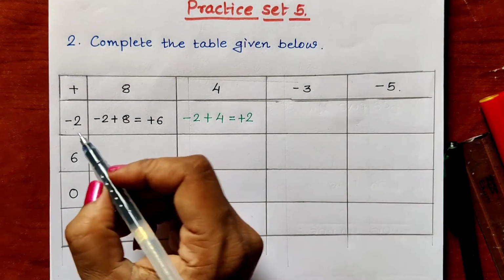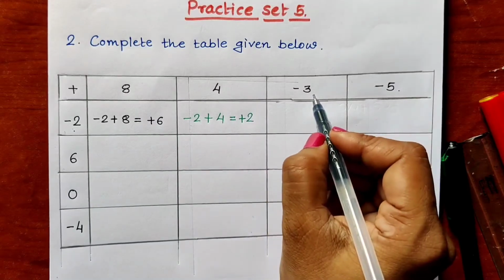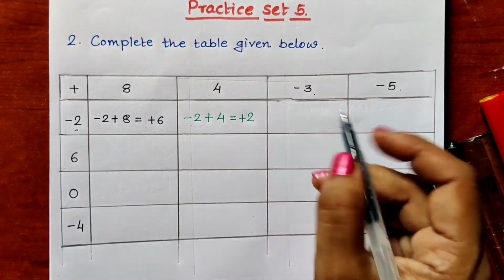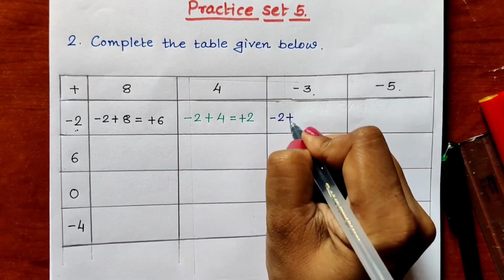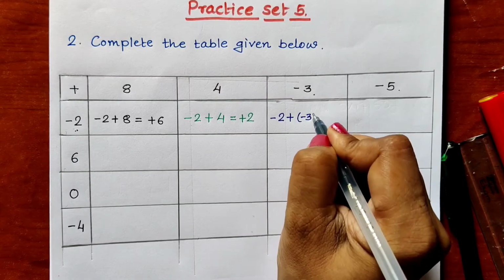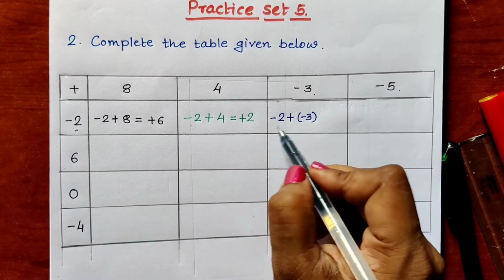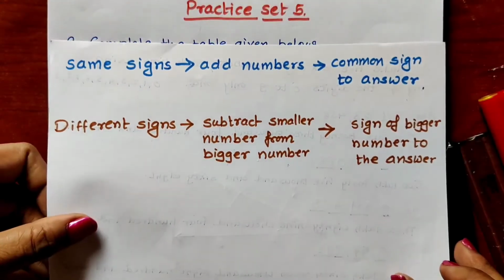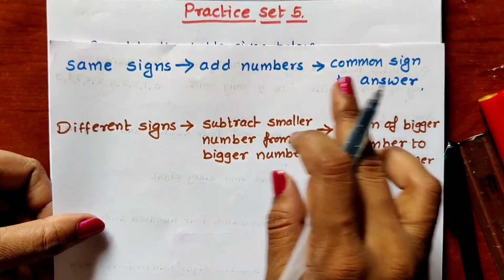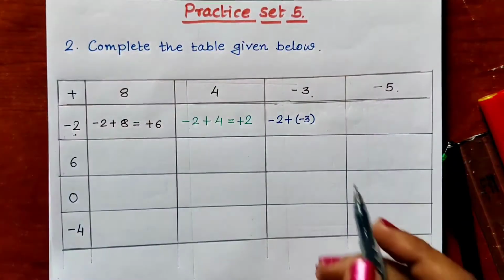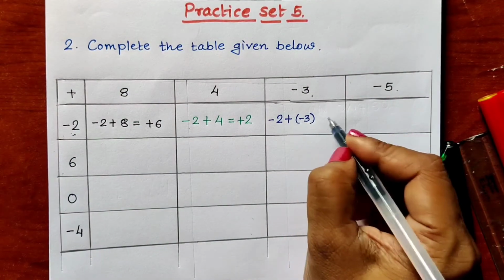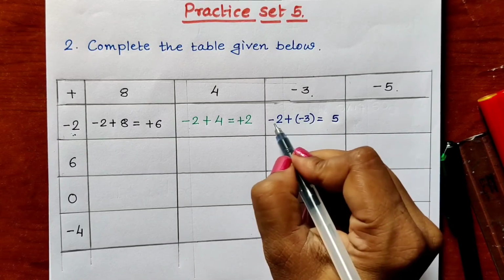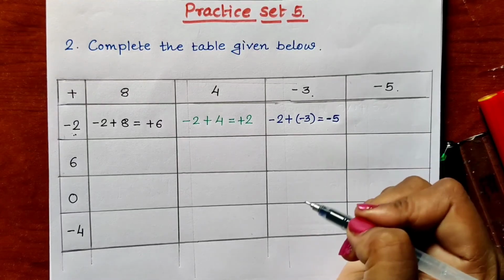Now let us see. It is minus 2 plus minus 3. We will take minus 2 from this first row and then the third column. This is minus 2 plus minus 3. Same sign. Same sign means we will have to add the integers. Always remember this rule. Same sign, add numbers, and the common sign will be given to the answer. So 2 plus 3 is 5. And the common sign we will be giving to the answer. Both the numbers have a minus sign. So we give the minus sign to the answer.